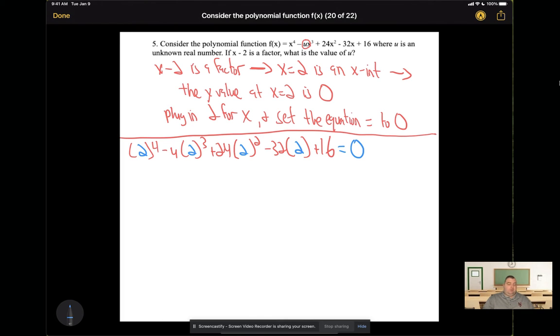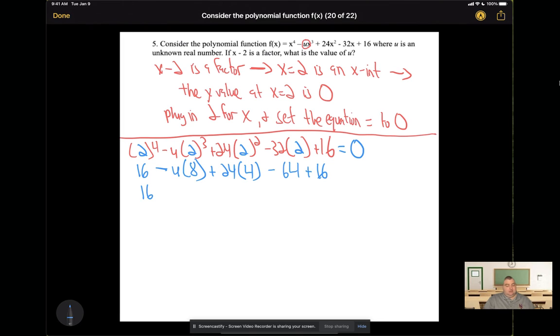So 2 to the fourth, that's going to be 16. Two cubed is going to be 8. Okay. Now we have 24 times 2 squared, so 2 squared is 4. Okay. Negative 32 times 2, that's going to be a negative 64. Okay. And I'm going to continue simplifying.